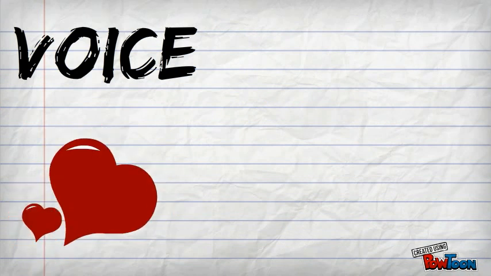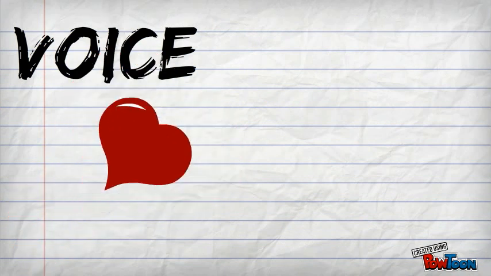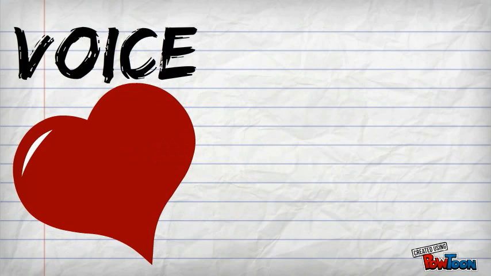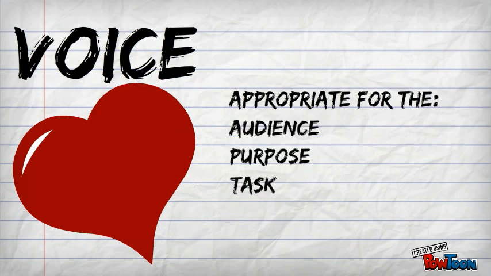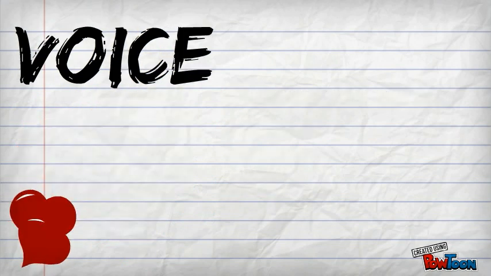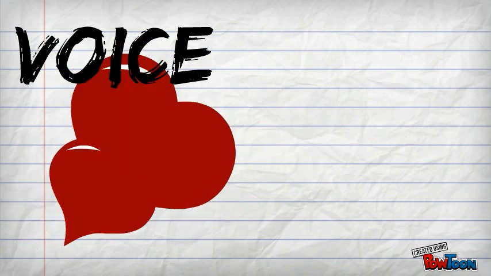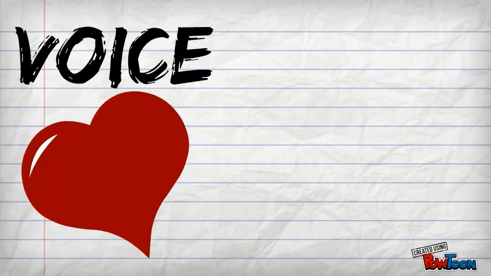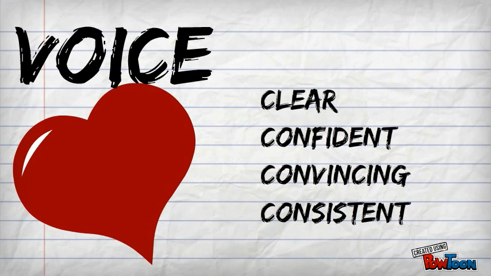Voice, that's next. It can be compared to our heart. Literally, the heart pumps oxygen and life to all other parts of the body. Voice does the same thing in our writing. Figuratively, if someone knows your heart, they know your true self. The voice in your writing helps you show your true self. While your voice should always be appropriate for your audience, purpose, and task, you should also reveal who you really are through your writer's voice. You can do this by using the 4 C's of voice. Make sure you're clear, confident, convincing, and consistent.